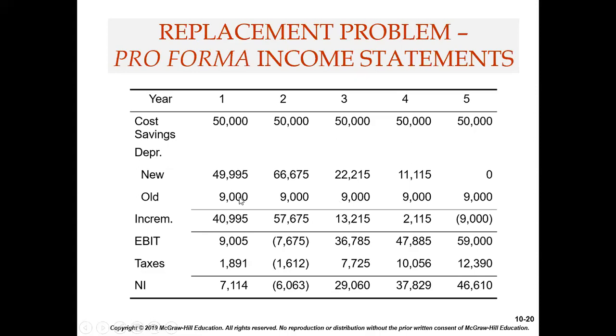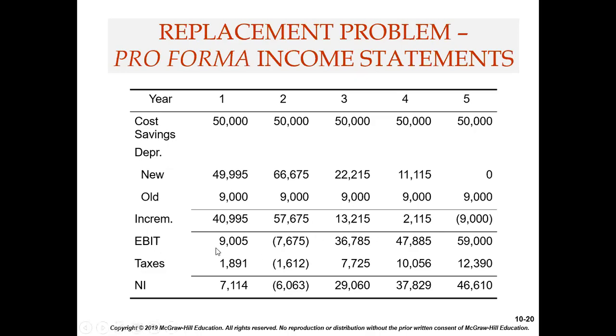So this incremental is showing us how much more in expense we would have for calculating our income taxes. So we would have $40,995 more in depreciation. Here we would have $57,675 more. Here we would have $13,215 more, $2,115 more. Here we would have $9,000 less if we bought the new machine.